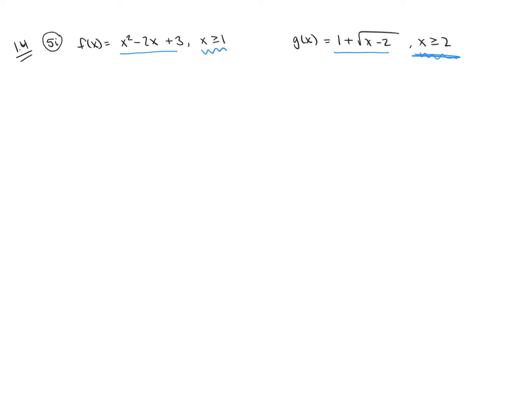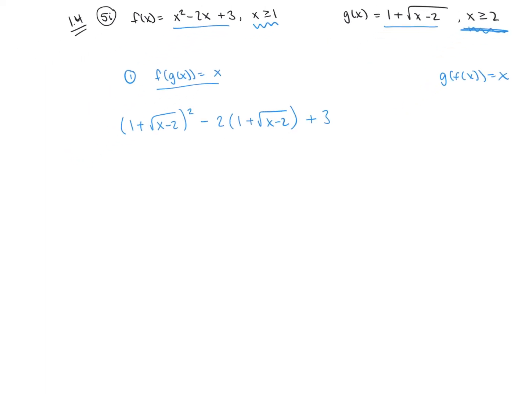All right, number 1 says verify that f of g of x equals x and g of f of x equals x. Okay, so I'm going to start over here by putting g inside of f. Ooh, it's going to be a little bit hard. So we're going to have 1 plus the square root of x minus 2 squared minus 2 times 1 plus the square root of x minus 2 plus 3.